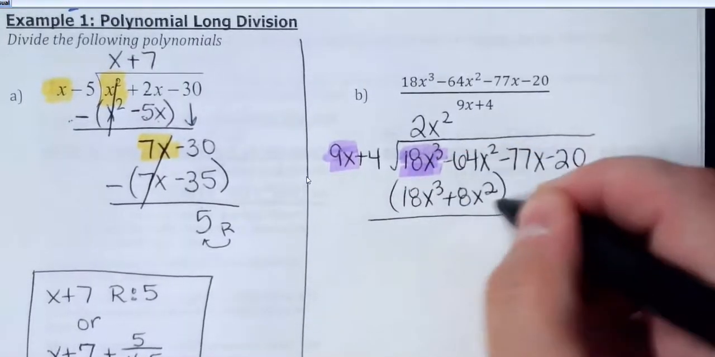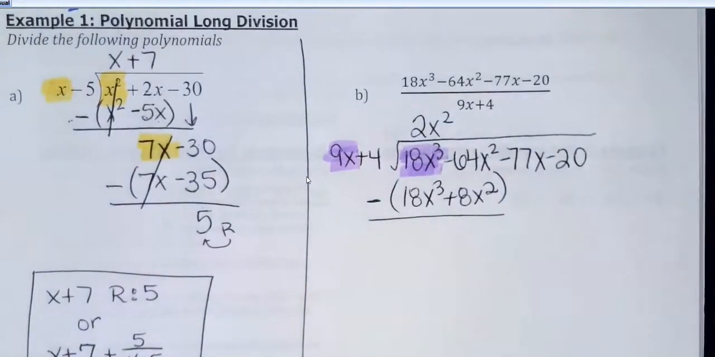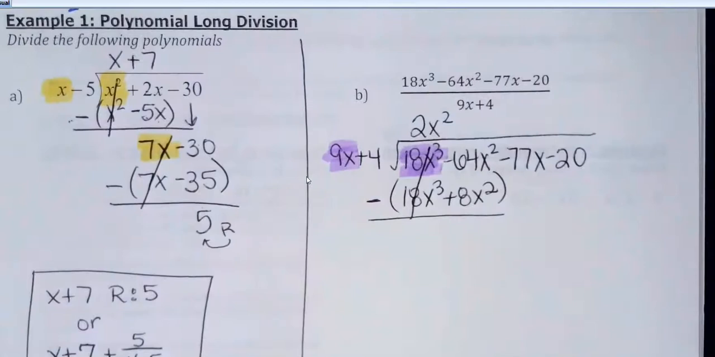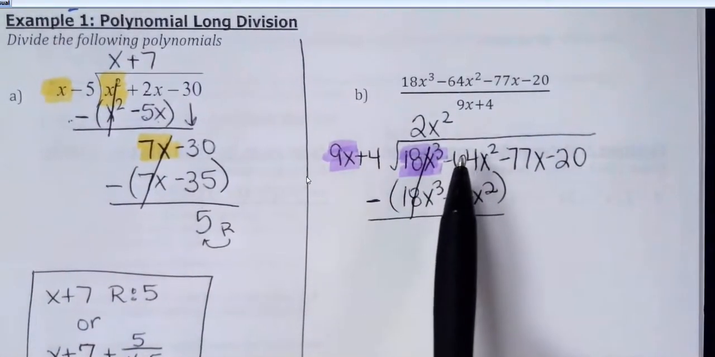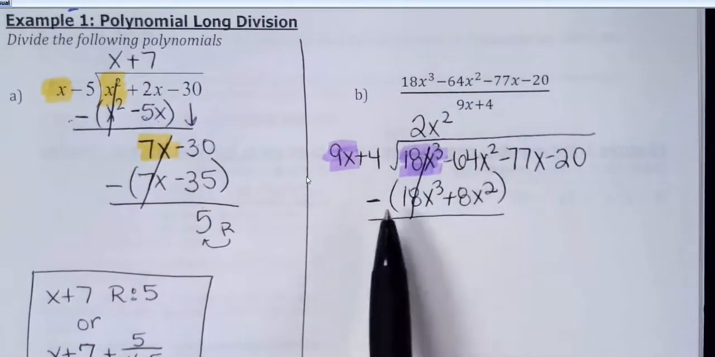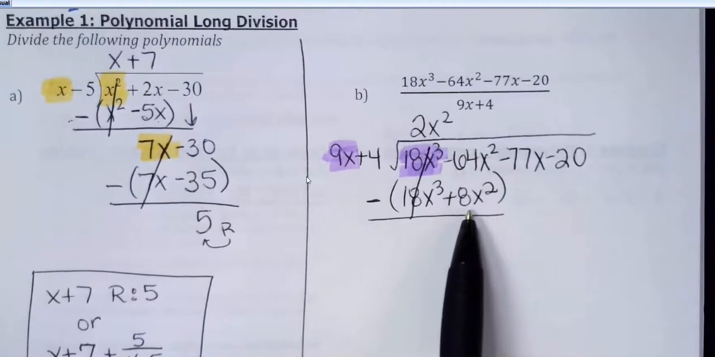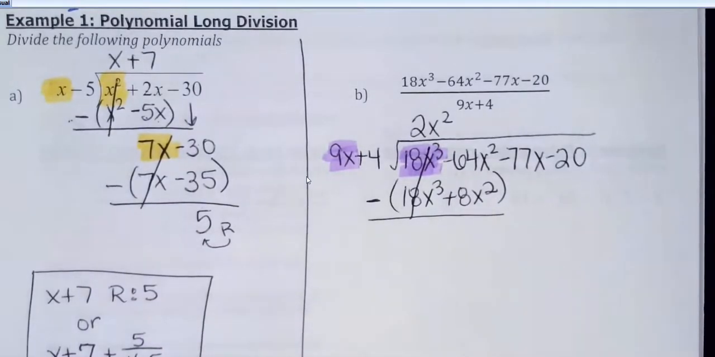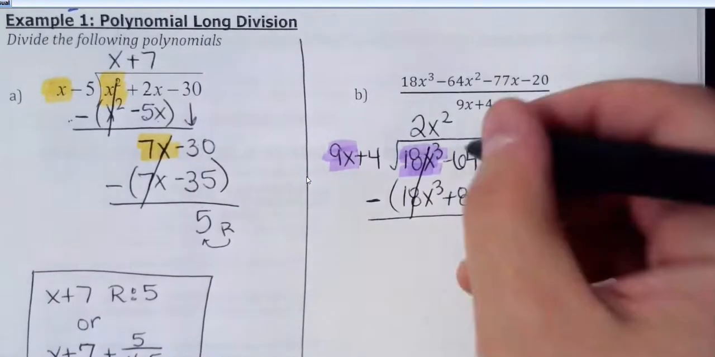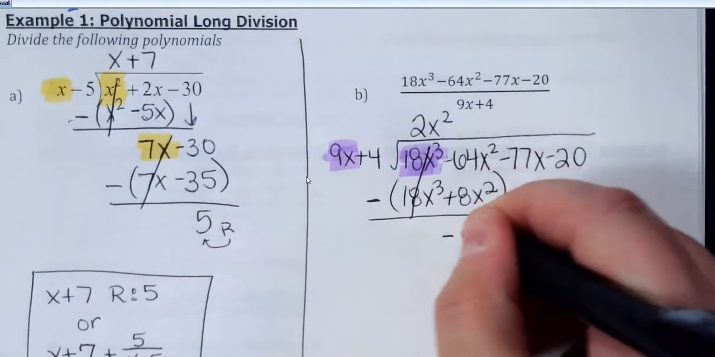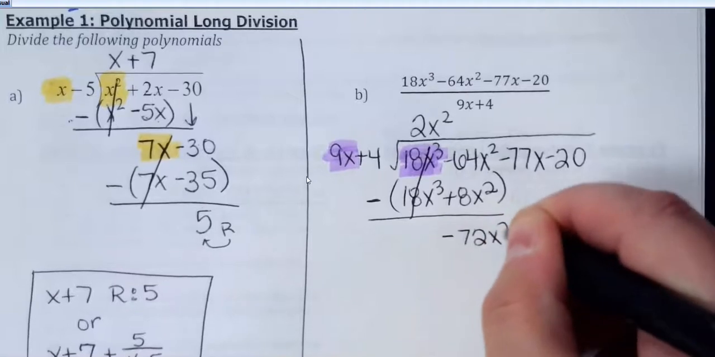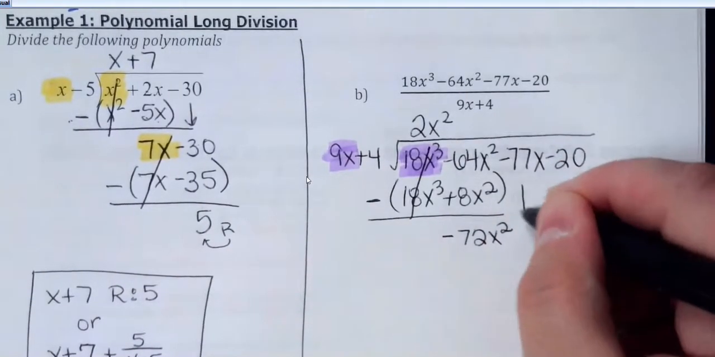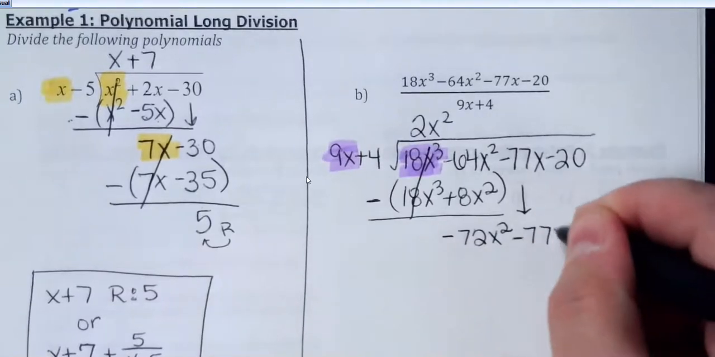Now, again, remember, you are subtracting here. All right, so 18x squared minus 18x squared, gone. Now, this is negative 64 minus a positive 8. So it would really just be negative 64 minus 8. Negative 64 minus 8 is going to give you negative 72x squared. And then I am just going to bring down the next term in that polynomial, which is negative 77x.